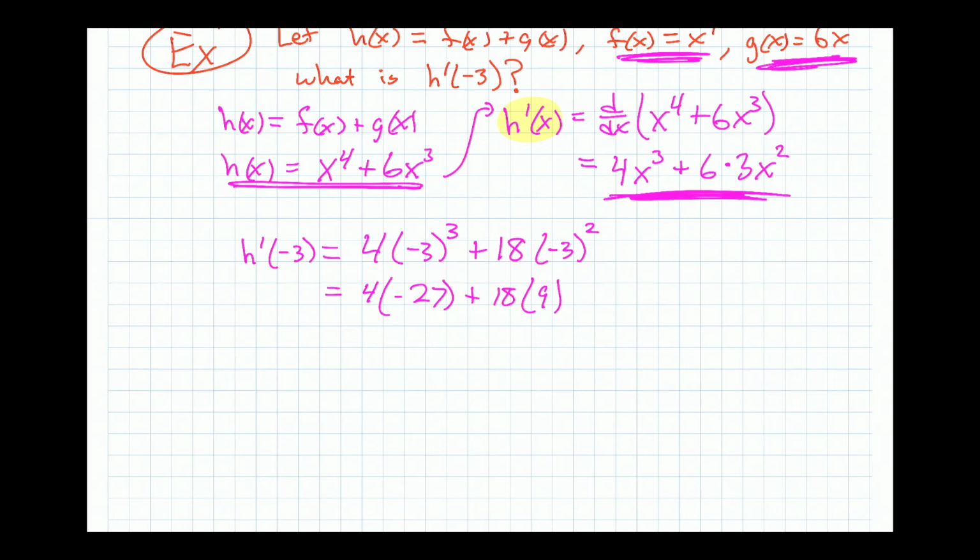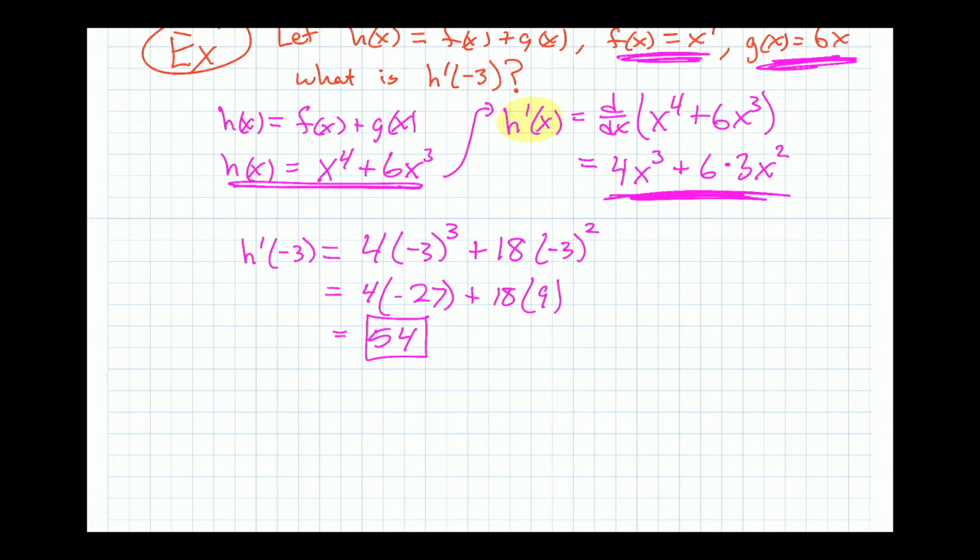4 times negative 27 plus 18 times 9 works out to 54. It's a number. So we write 54 in, we hit enter on the computer. Computer says we got it right because we're geniuses. All right.